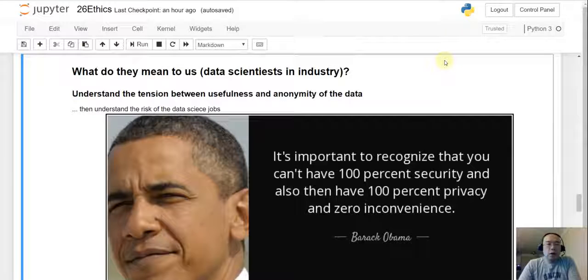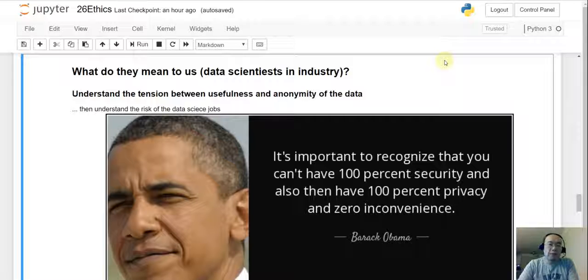Okay, so just now we have seen some of the horror stories and we have seen the four rules of the Menlo report. And what do they mean to us? I'm talking about the data scientists in industry. If you want to do a PhD or research, then probably your bar will be even higher. I'm talking about what we need to do in industry.